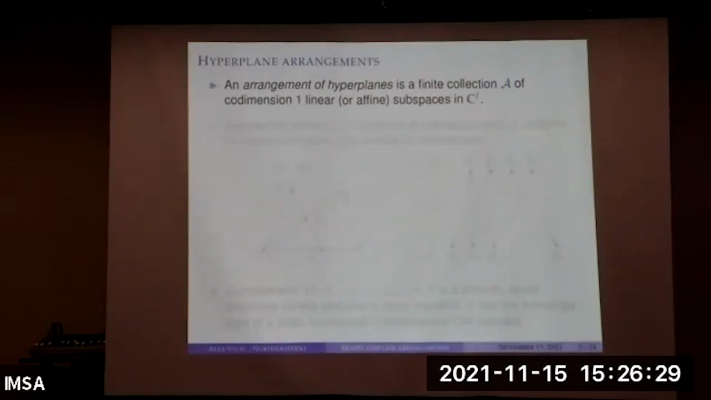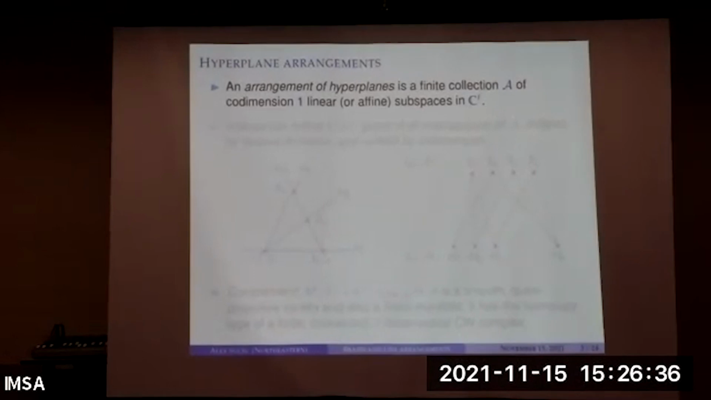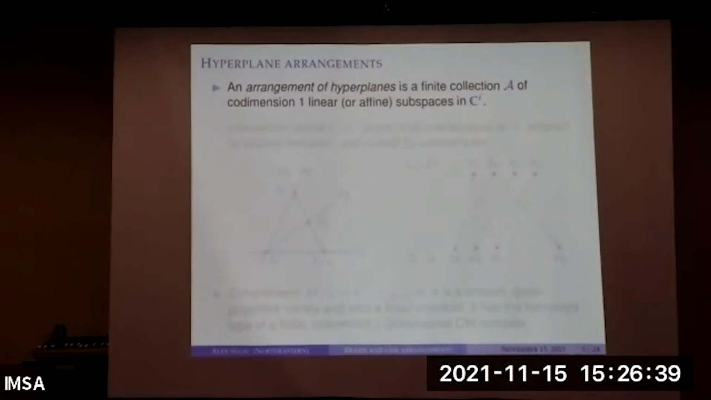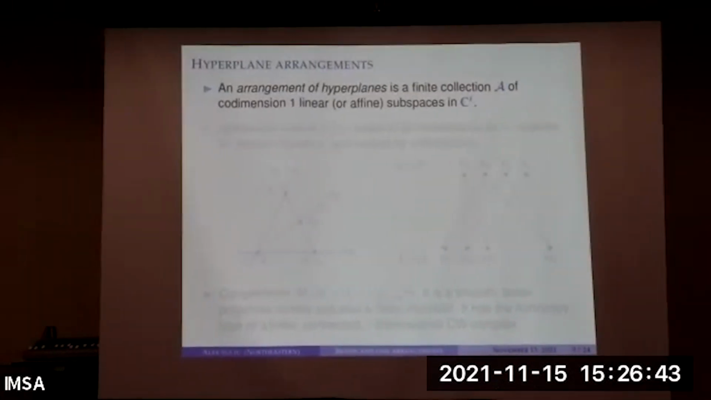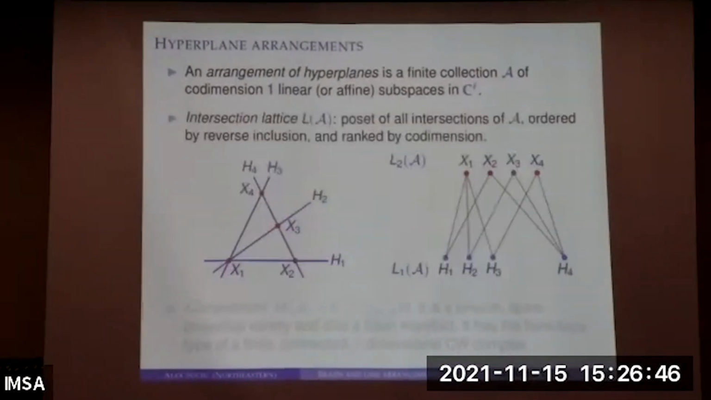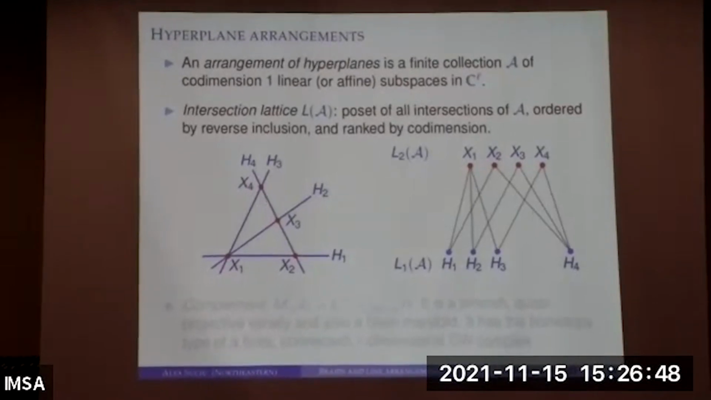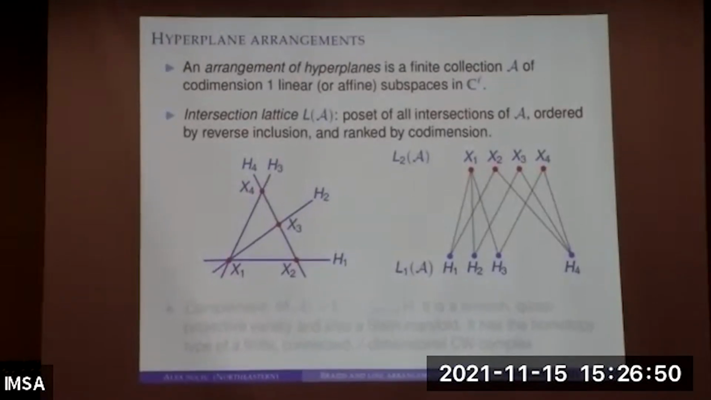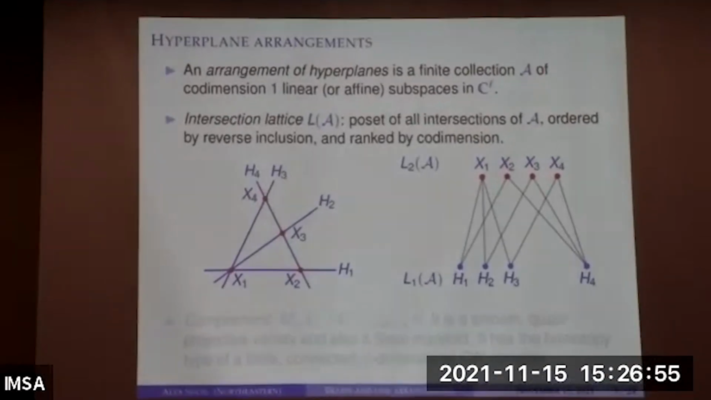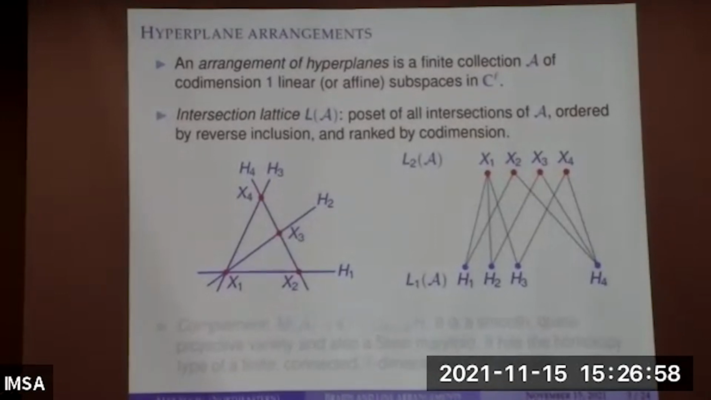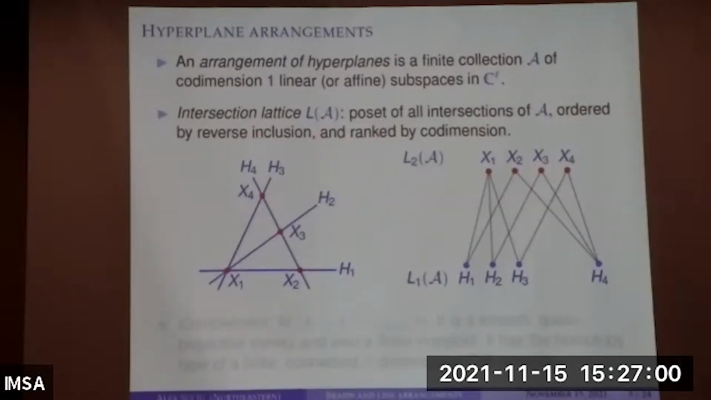So let's start slowly with hyperplane arrangements. These are finite collections of codimension one linear subspaces in some complex Euclidean space. Sometimes we also allow affine subspaces, like lines in the plane. So the combinatorial object associated to a hyperplane arrangement is the intersection lattice, a partially ordered set, ordered by reverse inclusion and ranked by codimension. So the other way around.